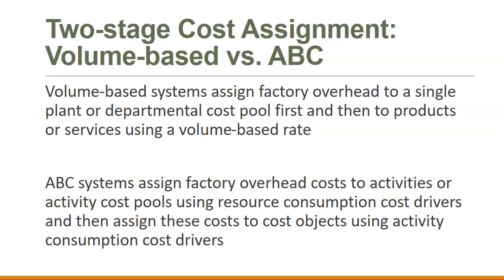In volume-based systems, we assign factory overhead based on a single or departmental cost pool rate, and then to products or services using their volume-based rate. Activity-based systems assign factory overhead to activities or activity cost pools, looking at that individual resource consumption and then assigning to all cost objects using the amount of consumption of those resources.